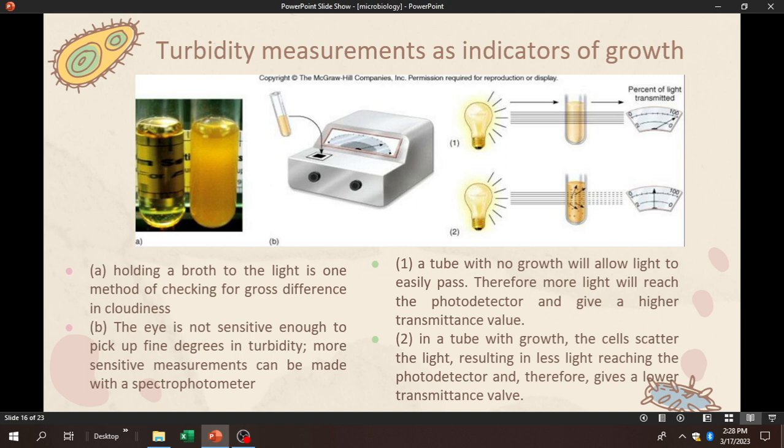Turbidity measurements as indicators of growth. Holding a broth up to the light is one method of checking for gross differences in cloudiness. However, the eye is not sensitive enough to pick up fine degrees of turbidity. More sensitive measurements can be made with a spectrophotometer.